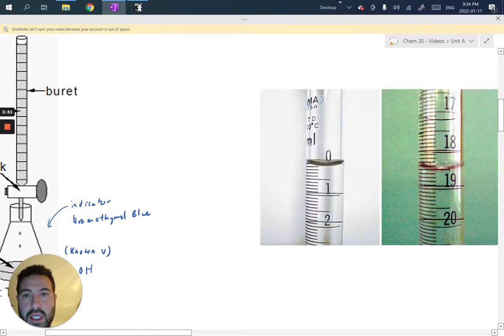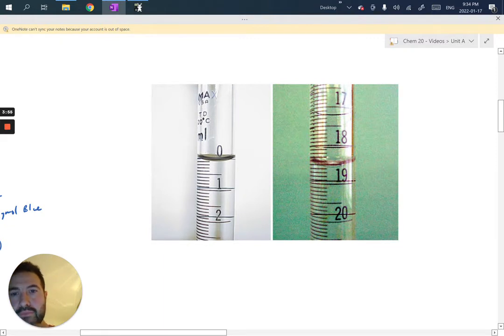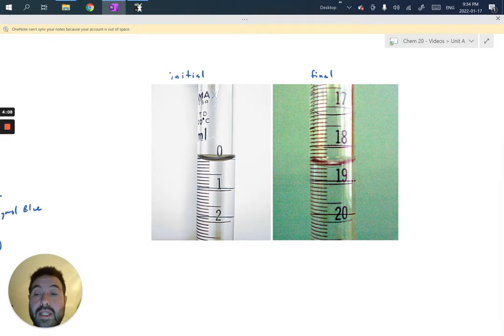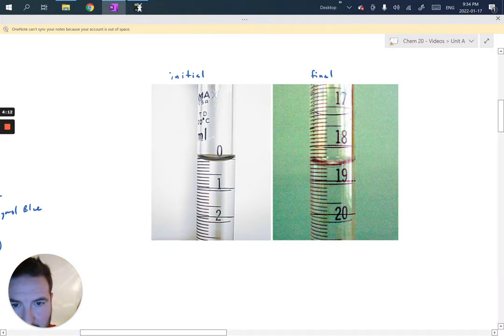So the first thing is reading your burette. I'm going to be recording some initial readings and some final readings. This would be for, let's say, my first trial. I'm going to do a number of different trials to make sure I have a good sample size for my data. So what I'm going to do here is look for the meniscus. Now we see we have a concave meniscus. What I'm going to look for is the very bottom of the meniscus.